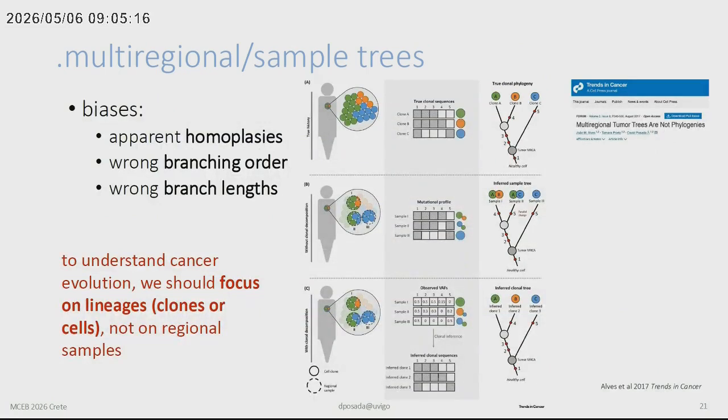We published a paper about this at some point, showing that if you do this, you get apparent homoplasies, wrong branching order, wrong branch lengths, if you mix clones from different locations and work with the locations instead of with the clones. It's still being published all the time in high-profile journals. So, to understand cancer evolution, we need to focus on the lineages. This is very obvious, but it's not done all the time. And lineages are the clones that we can infer from the sequence, or the cells.